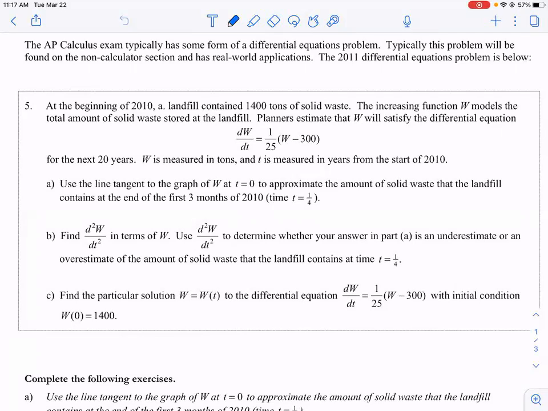All right. So this is a little bit different than what we experienced at the end of unit 4 when we did those rate in, rate out problems, because our derivative, dW/dt, has a W in it. So this would be like dy/dx equals 1/25 (y minus 300).